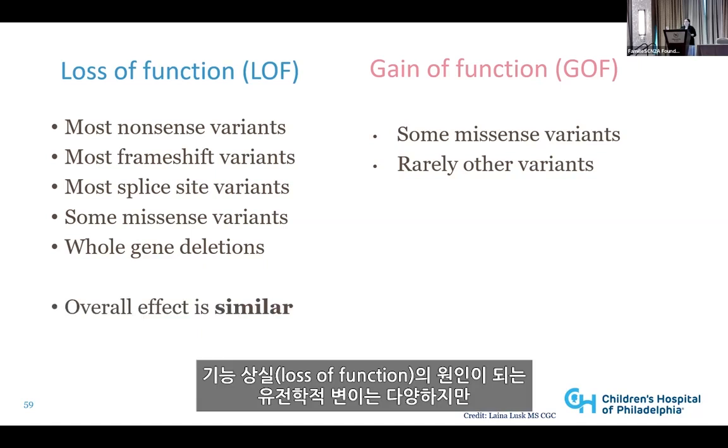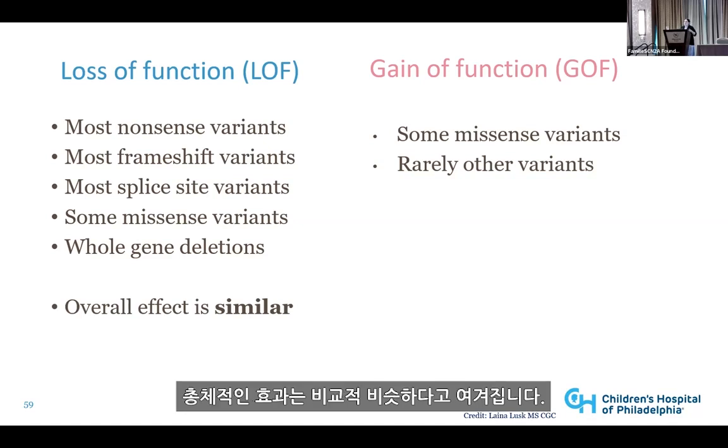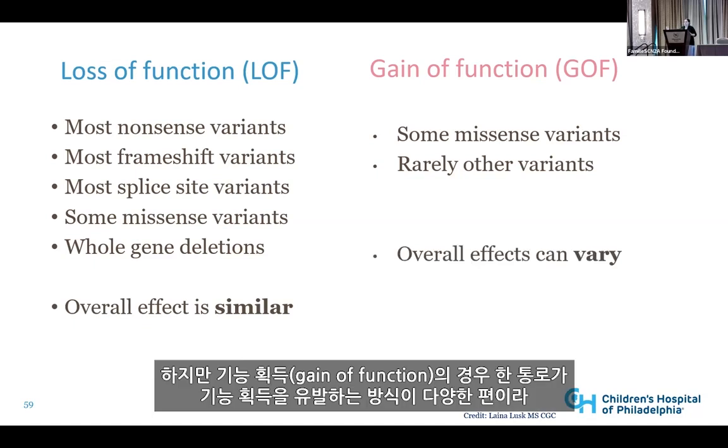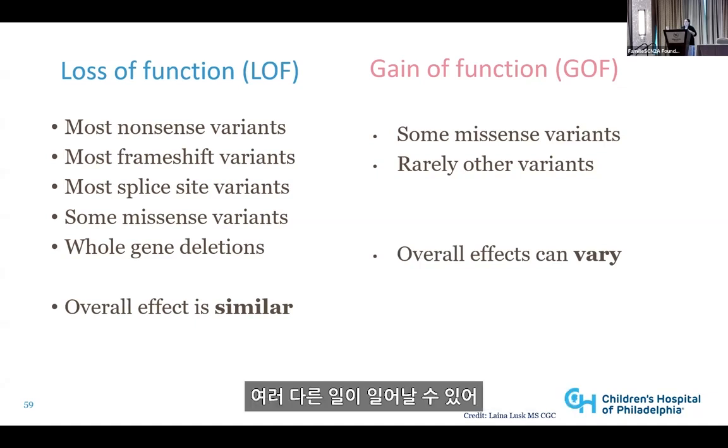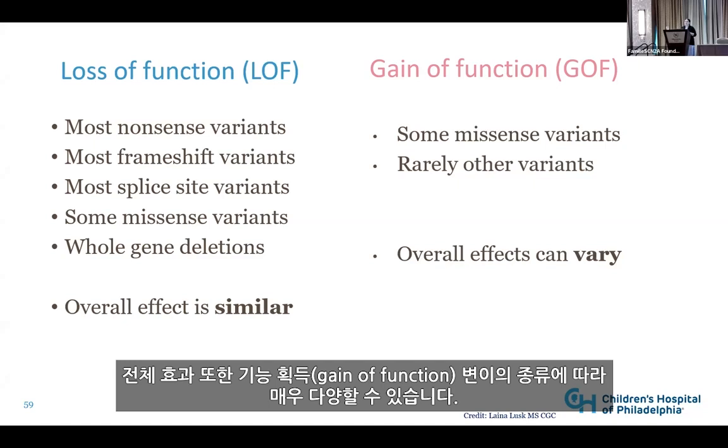Even though there are different types of genetic changes that can underlie loss of function, we typically expect the overall effect to be relatively similar. Whereas with gain of function, because there are lots of different ways that a channel can cause gain of function, there are lots of different things that can happen, and overall effects can vary widely between gain of function variants.